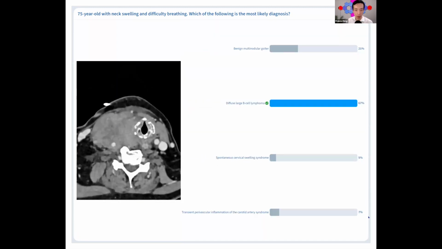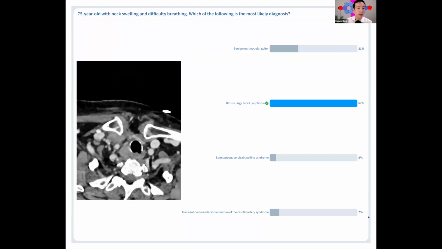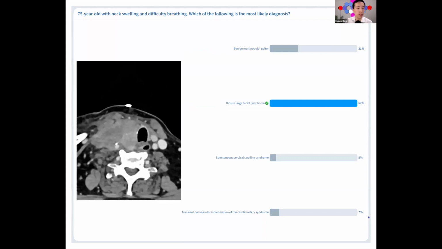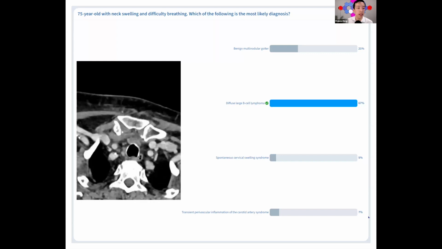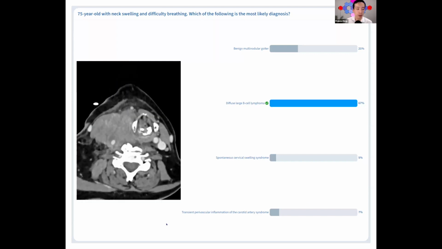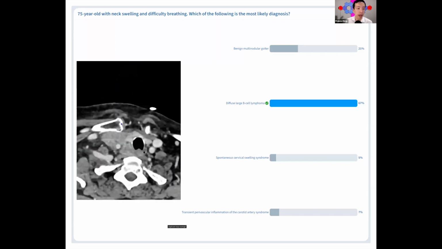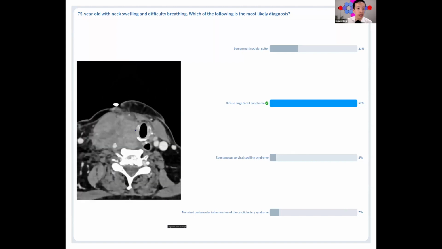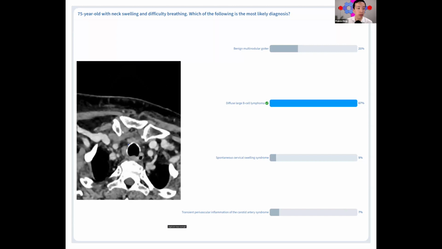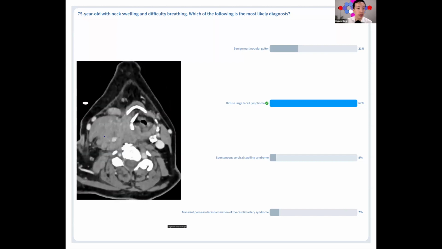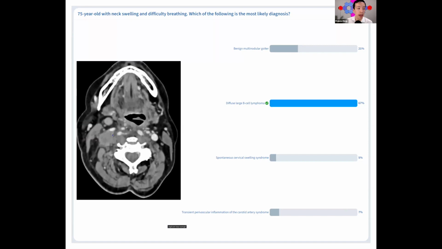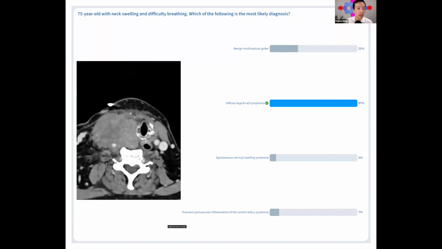Okay, the correct answer is diffuse large B-cell lymphoma, and I tried to make the question easier, not to have you choose between different types of malignancies. But the bottom line is that based on these images, you should be suspicious for a malignancy. We have this large mass in the right anterior and lateral lower neck that is confluent with the right thyroid lobe, but also extending to the lateral neck in a very nodular way, and that may be extension of the primary mass or additional nodal metastases.